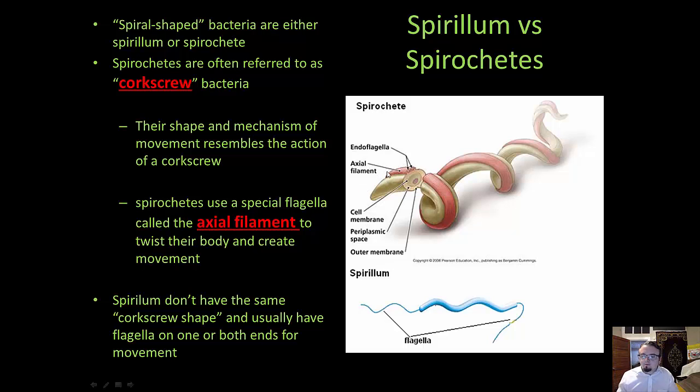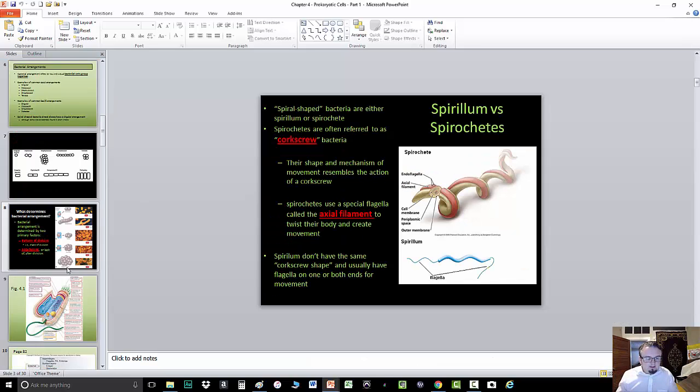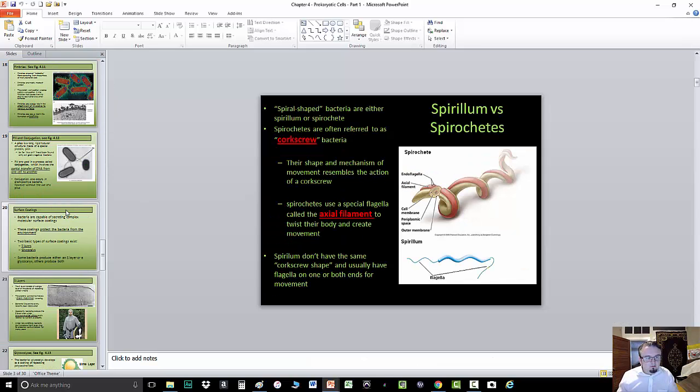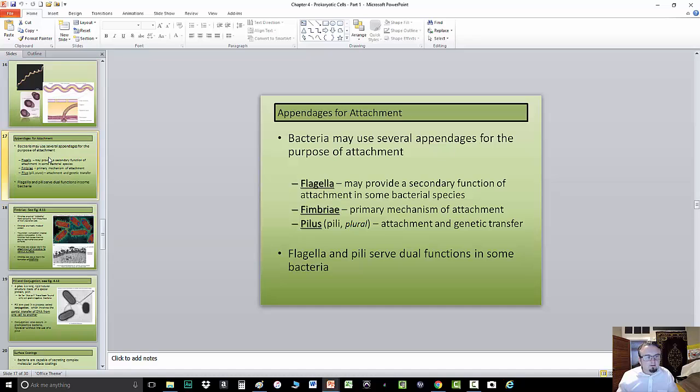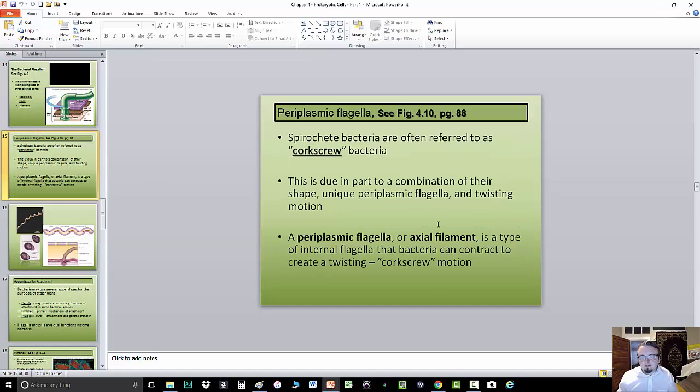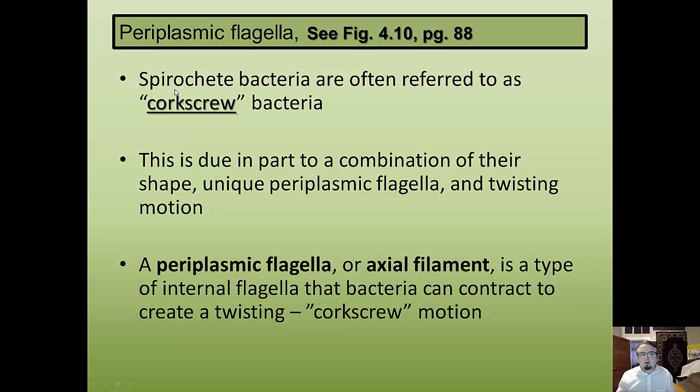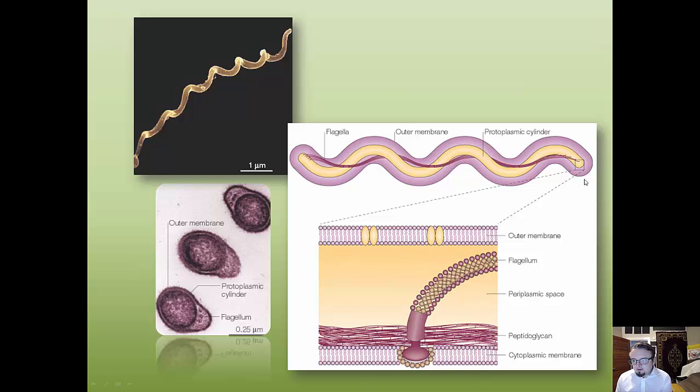It's called the axial filament here, and I think here I'm calling it the periplasmic. It's actually called both. So you want to recognize it both ways. Periplasmic flagella, also called the axial filament. It's one of those terms where you have two terms for the same thing. But anyway, this is a type of flagella that is embedded in the membrane. Here you can see a slightly different view of that. This is how it's embedded here.